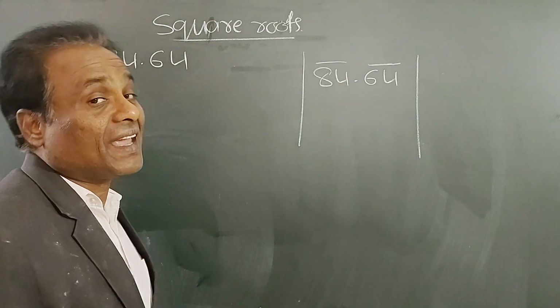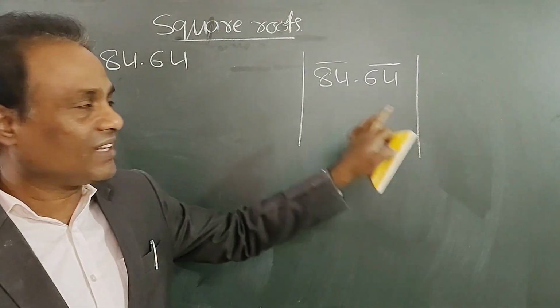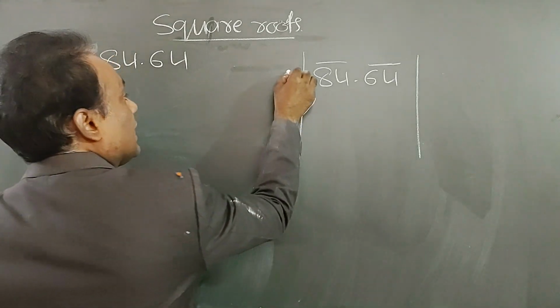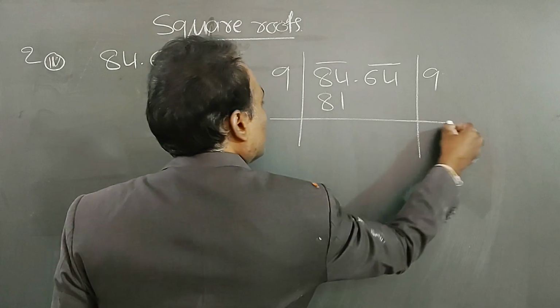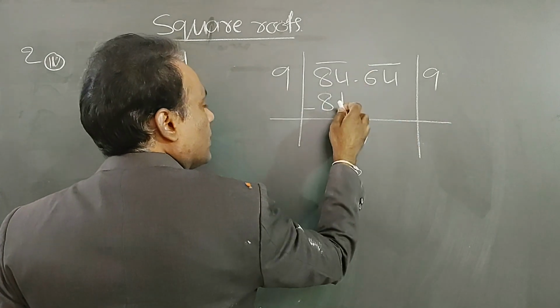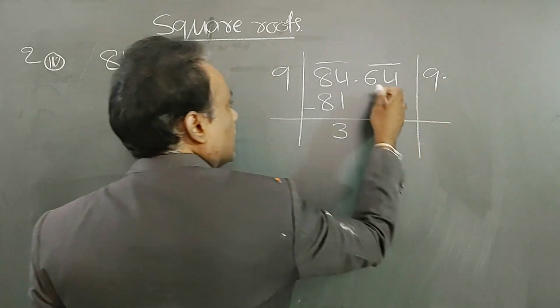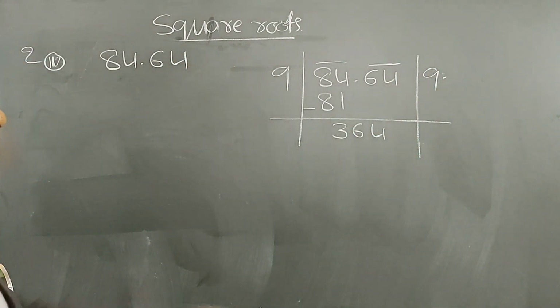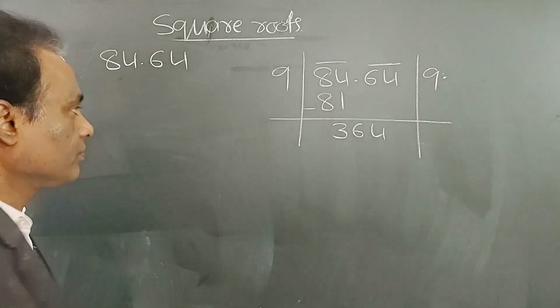So 9 nines are 81. 10 tens are 100, which is greater. First this pair we have to take. So 9 nines are 81. 84 minus 81 is 3. Next, the decimal you put here, and the next pair, 64, you take.